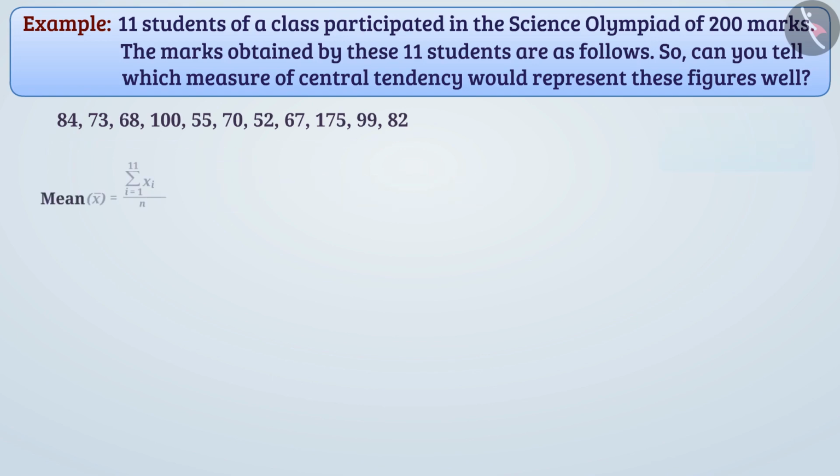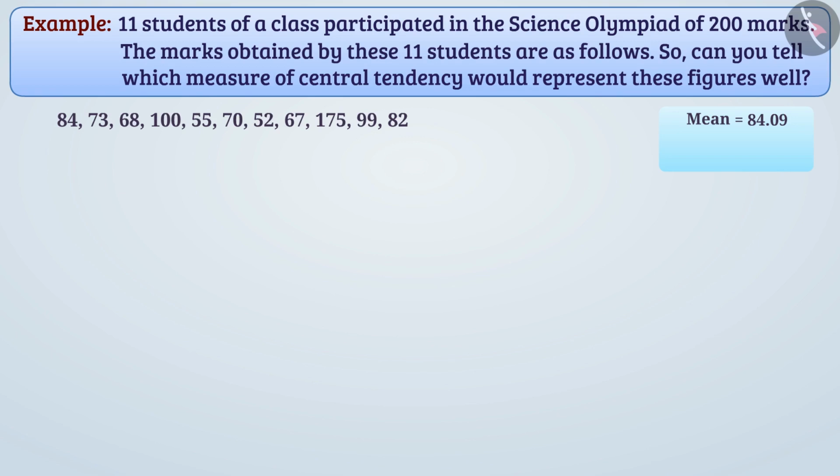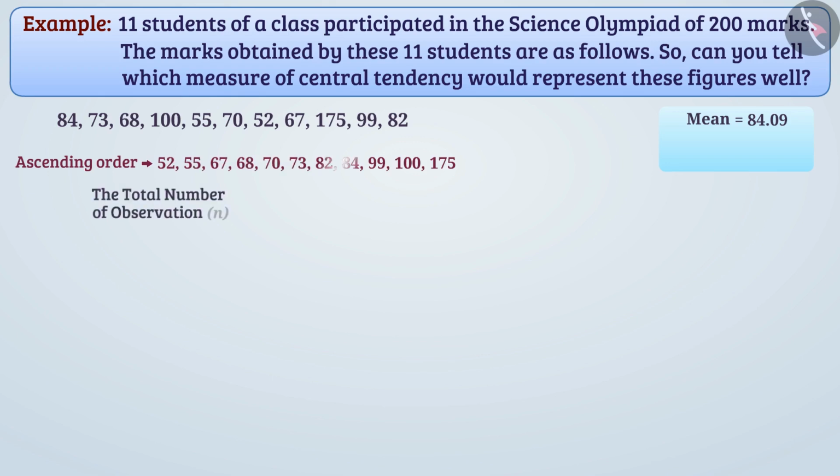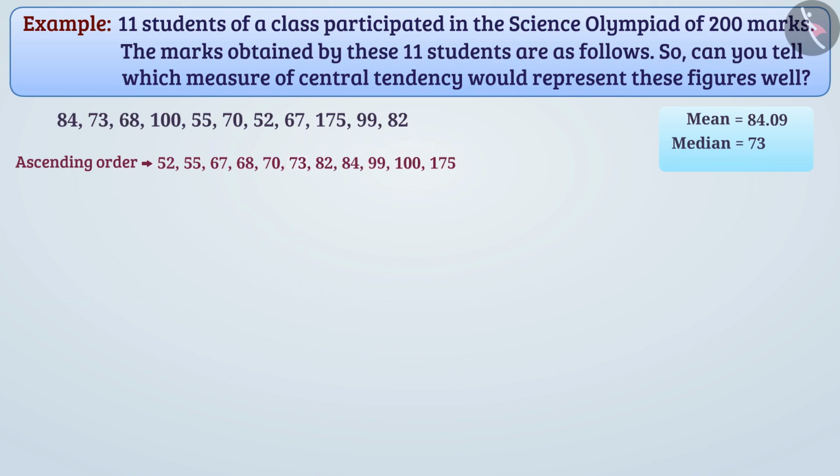Here, the mean is 84.09. Now, to find the median, we will arrange the data in ascending order in this way. The total number of observations here is 11, which is an odd number. Therefore, the median is the 6th observation, which is 73. Each observation occurs only once in the group of data shown. Therefore, each observation of the group of data is a mode.